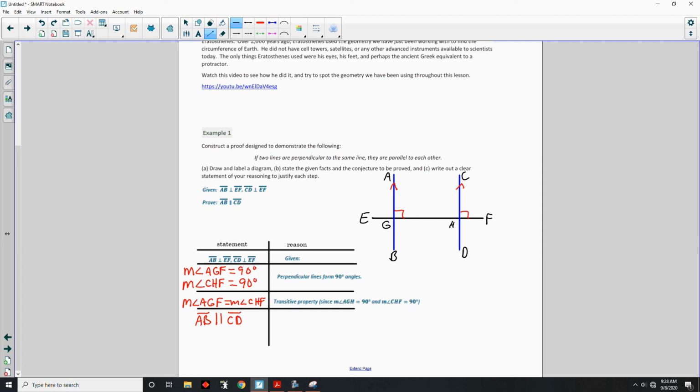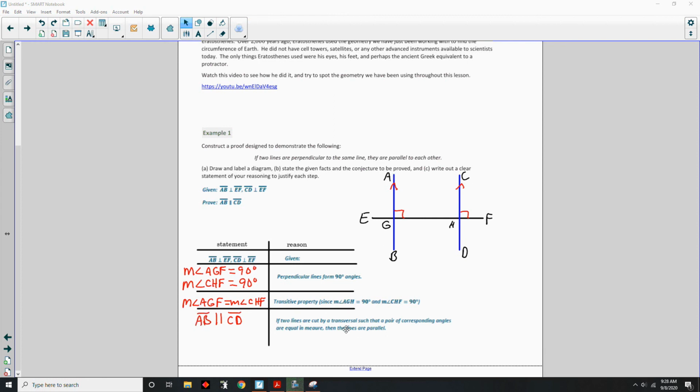Reason: if two lines are cut by a transversal such that a pair of corresponding angles are equal in measure, then the lines are parallel. As you can see in this diagram, this corresponds to that. So they're parallel.